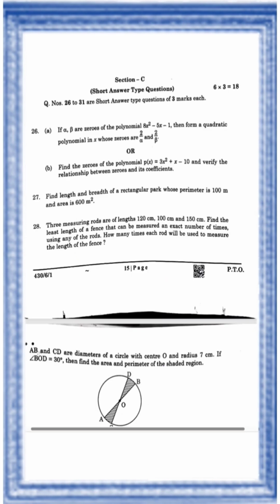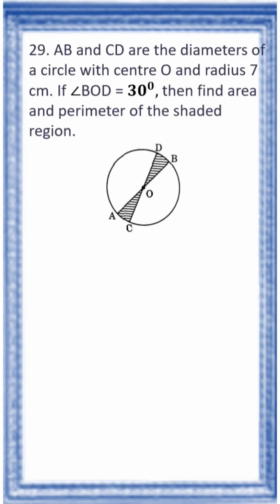Now let us solve 29th question of section C, which carries 3 marks. The question is taken from the chapter Areas Related to Circles. AB and CD are diameters of a circle with center O and radius 7 cm. If angle BOD is 30 degree, then find the area and perimeter of the shaded region. Here it is very important to note that angle AOC is also 30 degree because they are vertically opposite angles.